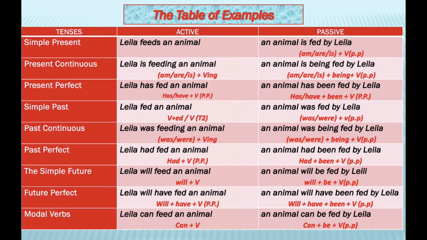Let's move to the table of example. As I said, illustrative examples. So in simple present, in the active one, we don't have specific forms. That's why I keep it empty, but we can change it to the following forms, like Layla feeds an animal. An animal is fed by Layla. We added here is, because in feeds it's the present simple.